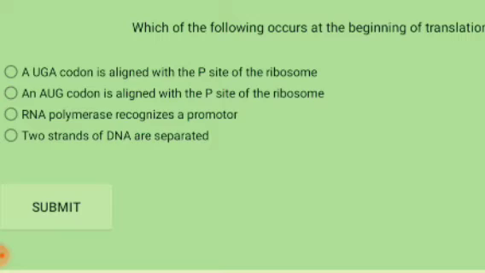Which of the following occurs at the beginning of translation? A, a UGA codon is aligned with the P site of the ribosome. Option B, an AUG codon is aligned with the P site. Option C, RNA polymerase recognizes a promoter. Option D, two strands of DNA are separated. It's actually option B.